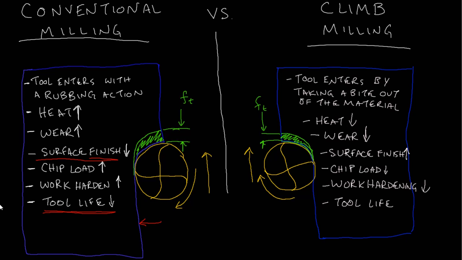So again, we'll take away things. Surface finish goes up, and our tool life goes up. So if you were going to climb mill this portion of the block, like on this side here, you would have to go in this direction rather than going up.